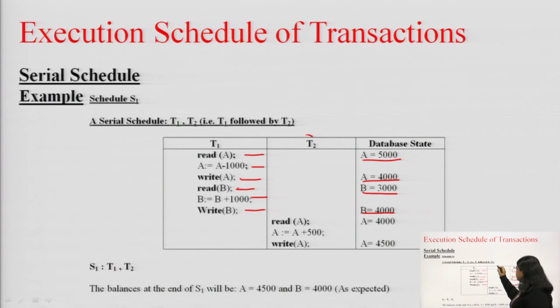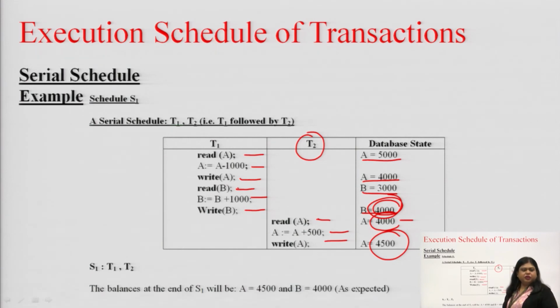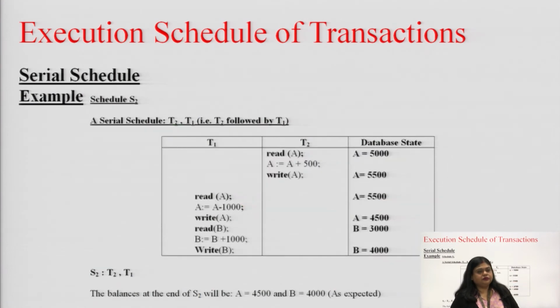After this, transaction T2 is coming into the scene. So, reading the value of A, which was 4000, adding 500 and writing back the value of A. So, at the end, the value of A is 4500 and value of B is 4000. Perfect. This is what was expected, right.